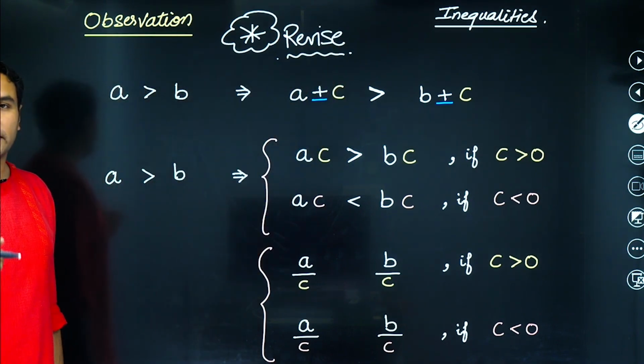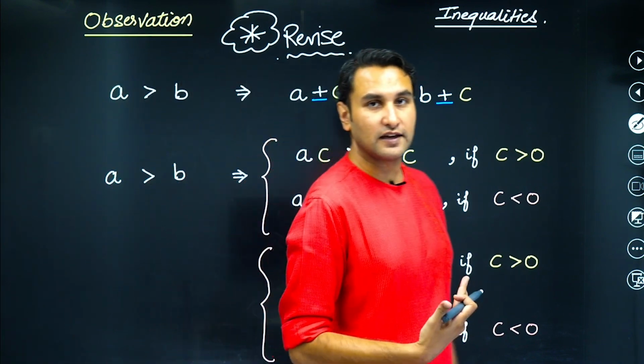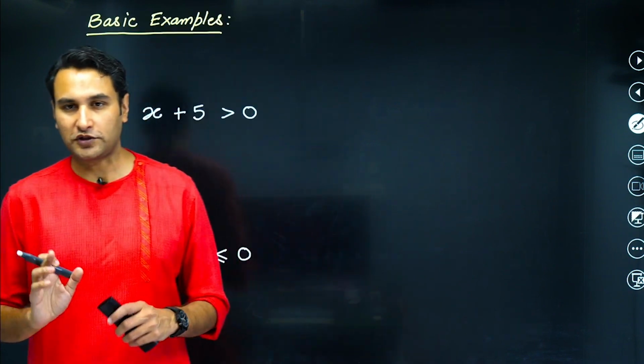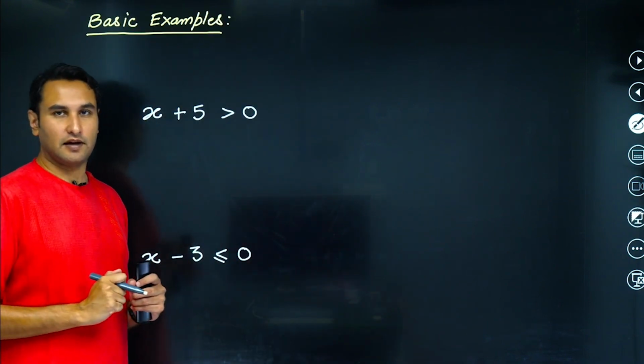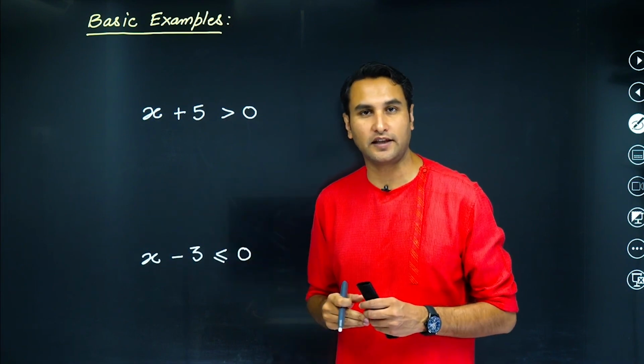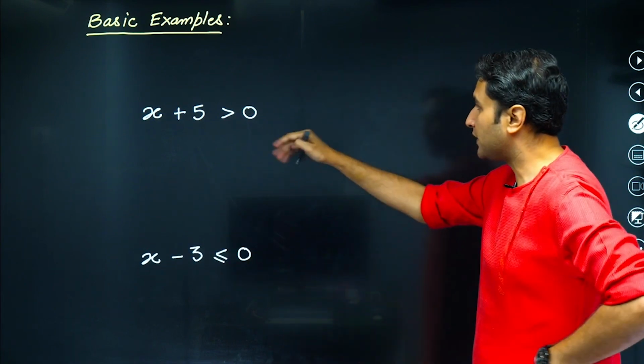But how do we understand this in the form of examples? What kind of questions do we get? How do we apply this in maths after this observation? Let's see with basic examples. I'll take very basic examples and then we will slowly increase the level. Alright, so let us begin with this.